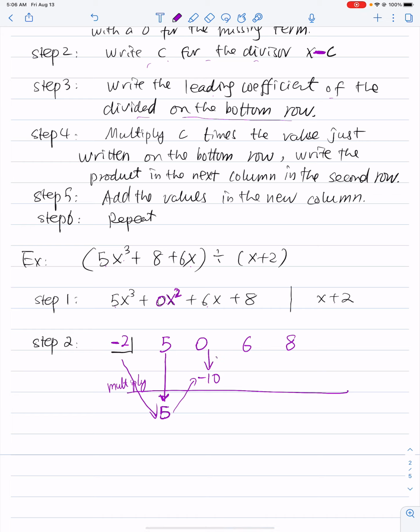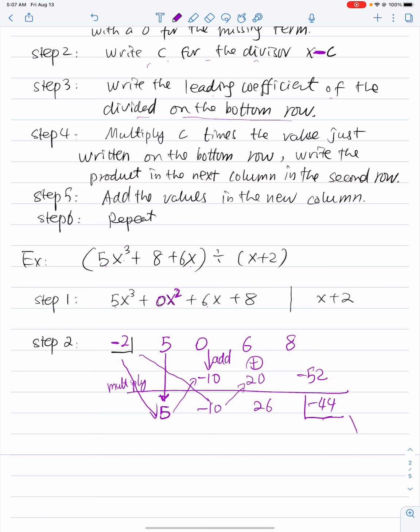And what will you do in the next step? You add these two numbers here. You will get negative 2, negative 10. Then you repeat the same thing. So negative 2 times negative 2, what do you have? 4. You add this, so what do you have? 6 plus negative 52. And what do you have here? Negative 44.